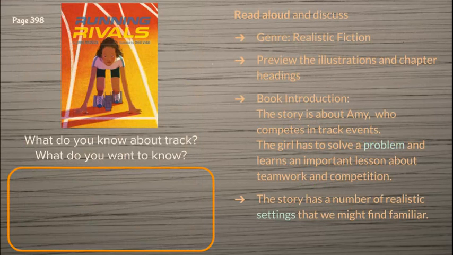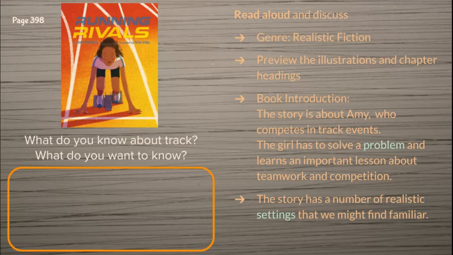In your book, page 398, you're going to see the beginning of our new book called Running Rivals. This is a realistic fiction, which means that the story's made up. It's fiction, so it's a made-up story, but the characters and the events could really happen. That's the realistic part. This story is about Amy, who competes in track events. The girl has to solve a problem and learns an important lesson about teamwork and competition. The story has a number of realistic settings that we might find familiar.